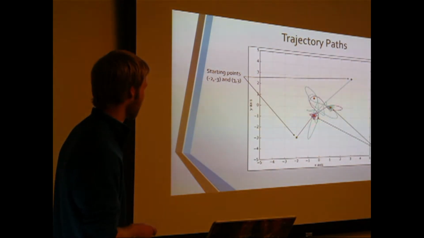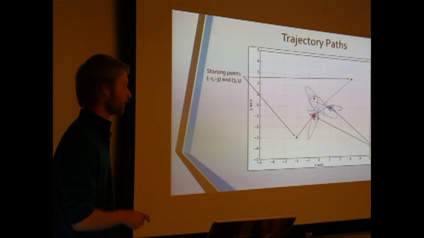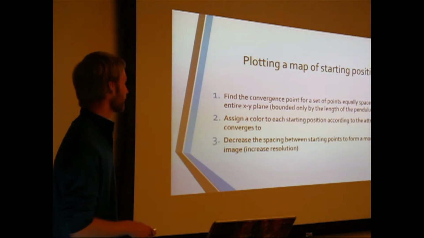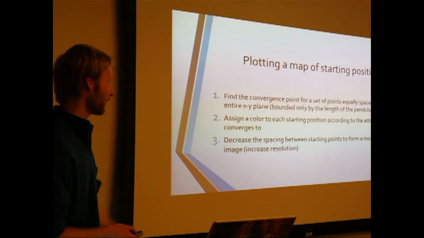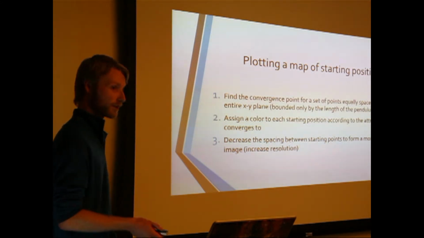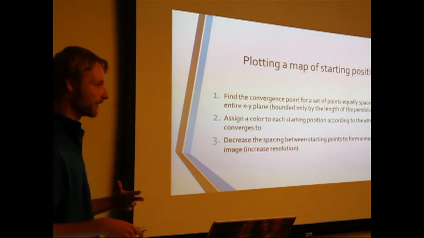And so you can see for the magenta one here, it converges to this lower right attractor, and for the cyan one, it converges to the attractor on the right. So now we can use this information to plot an entire map of starting positions. And we do this by finding the convergence point for a set of starting points, equally spaced across the entire XY plane that's only bound by the length of the pendulum.